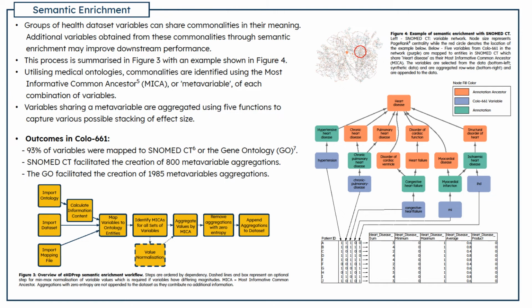In the case study dataset, 93% of variables were mapped to either SNOMED CT or the gene ontology. The variables which weren't mapped were negative findings or missing values. SNOMED CT facilitated the creation of 800 aggregations, whereas the gene ontology facilitated 985 aggregations. This represents a significant increase in the information present in the dataset.